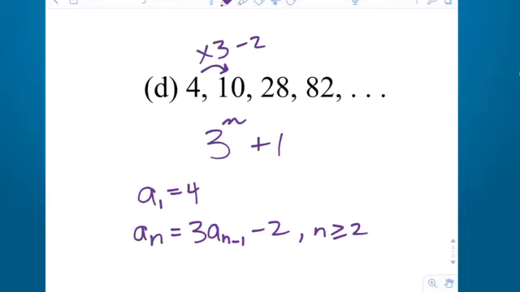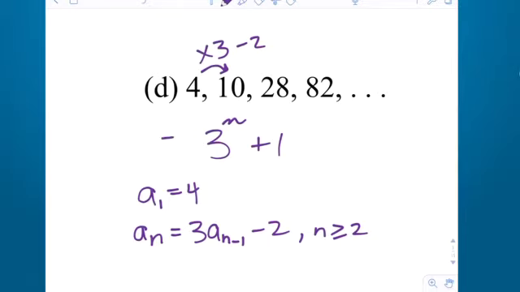You start with 4, and then how do you get a sub 2? Well, a sub 2 would be 3 times a sub 2 minus 1, which is a sub 1, which is 4, minus 2. And once you have that term, you have the a sub 2, then a sub 3 is 3 times a sub 2 minus 2. So that's how you write it as a recursive relation. But it does require the previous one.